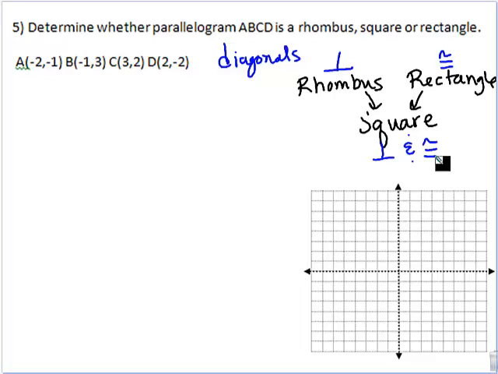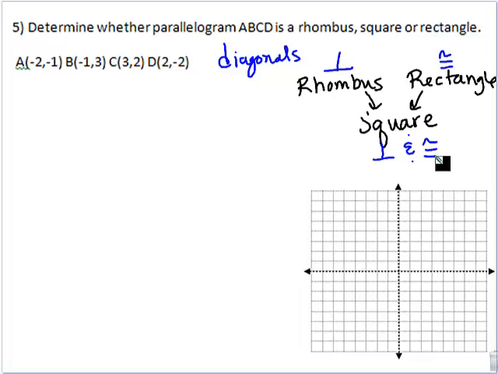Okay, so what we're going to do is we're just going to look at the diagonals. We already know it's a parallelogram, so we're just going to find the length of the diagonals and the slope of the diagonals. Based off of those two, we should be able to tell if it's a rhombus, a rectangle, or a square. If they're only perpendicular, it's a rhombus. If it's only congruent, it's a rectangle. If it's both, it's a square.